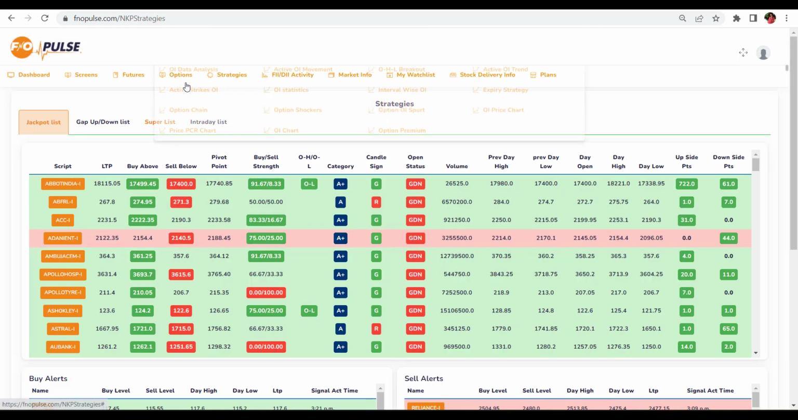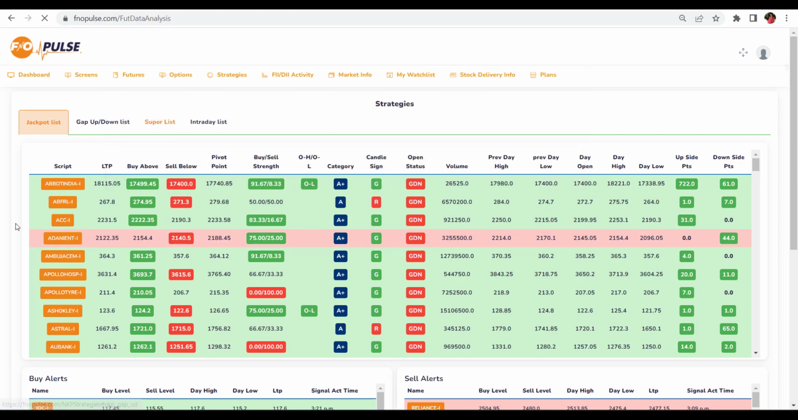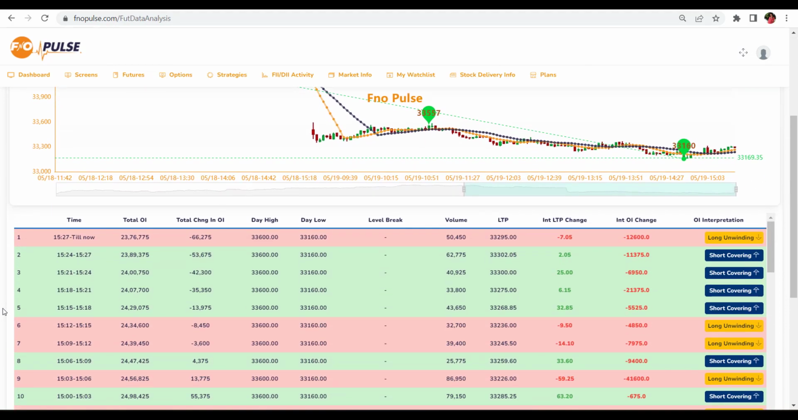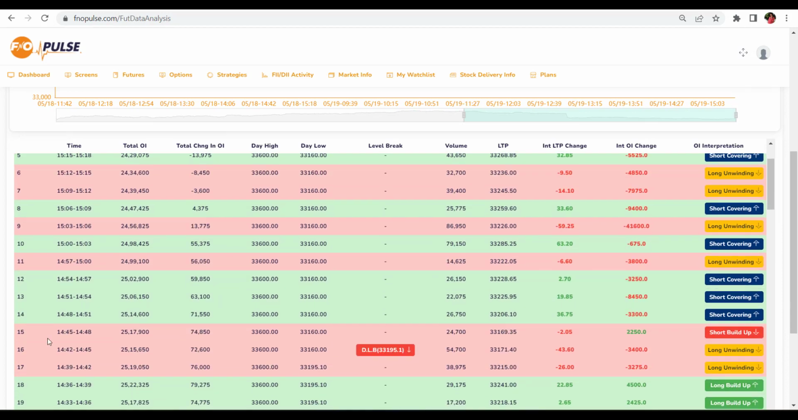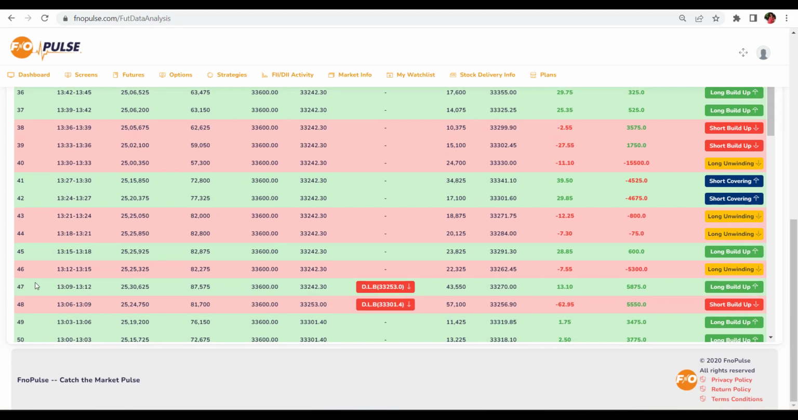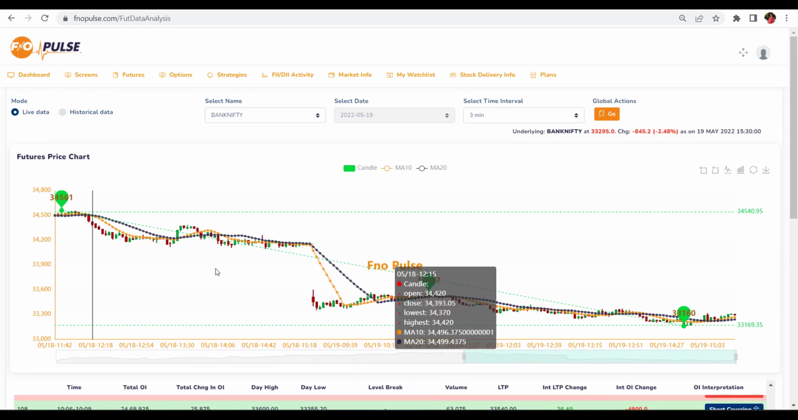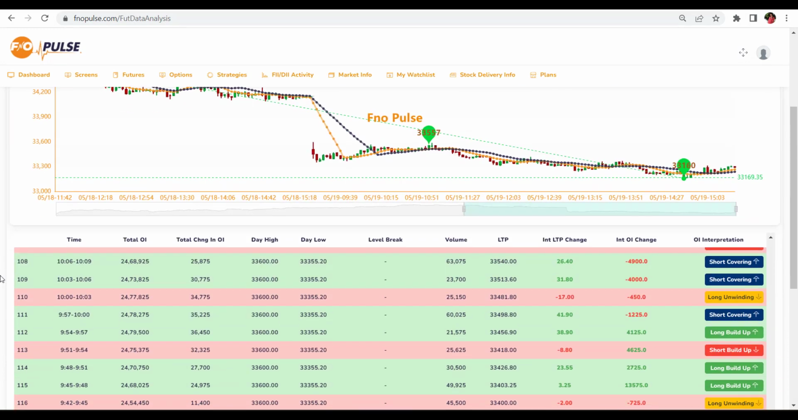Next, let's see about futures. In futures, OI data analysis is there. In OI data analysis, you will have all the details of Bank Nifty futures, how the OI changes, day high, day low, the level breaks, and how the candles are forming with every 3 minutes. Nifty, the same way Bank Nifty, you can check it, stocks you can check it, the overall candles you can check here.